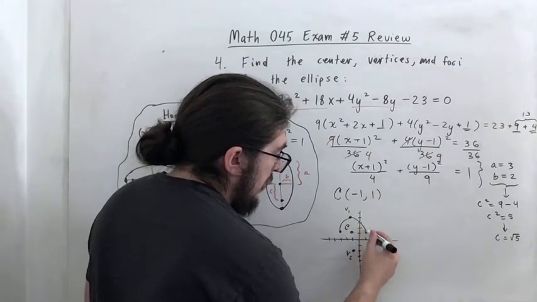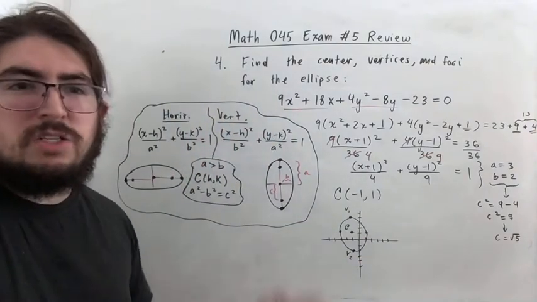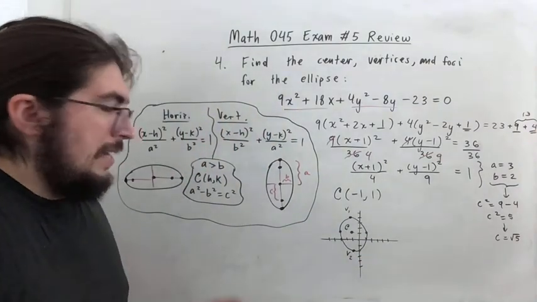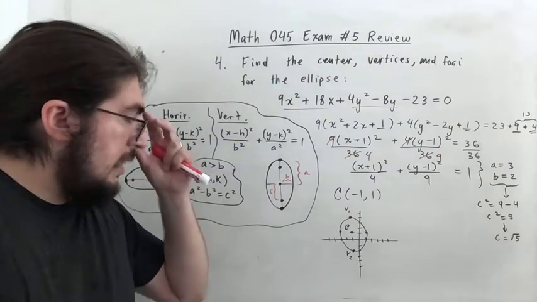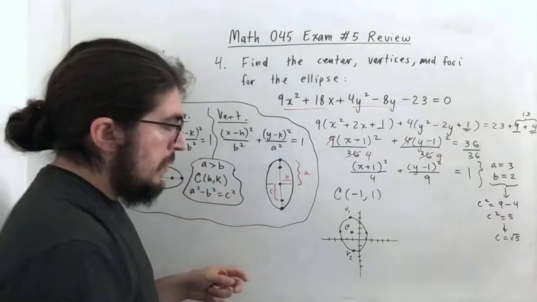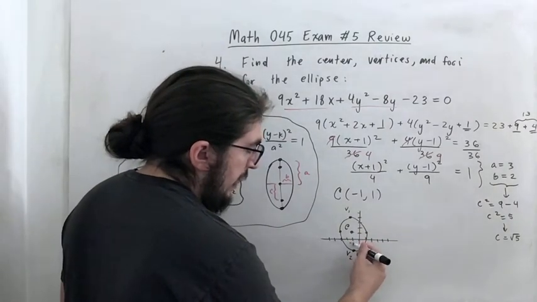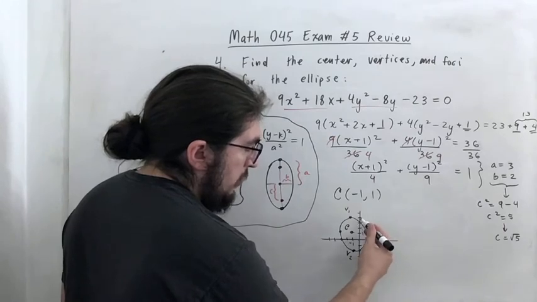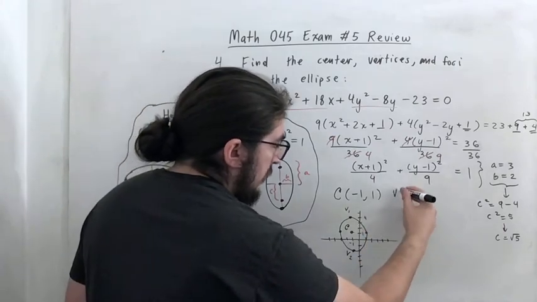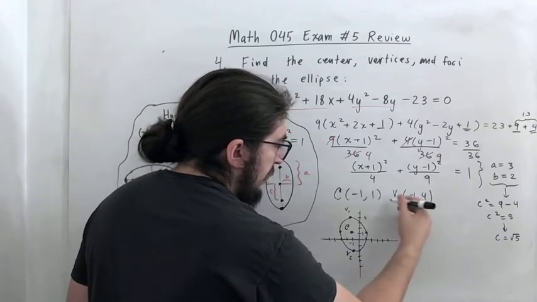Connecting these gives us a lovely ellipse. Hopefully to scale, doesn't look too bad. Now again, does this really matter to us? Kind of. I mean, we can interpret what the vertices are from this. So it looks like V1 will have the same x value as the center, negative 1. But now if you go up 3 from 1, you go 1, 2, 3, 4. So it seems like V1 is going to be the point negative 1, comma 4.